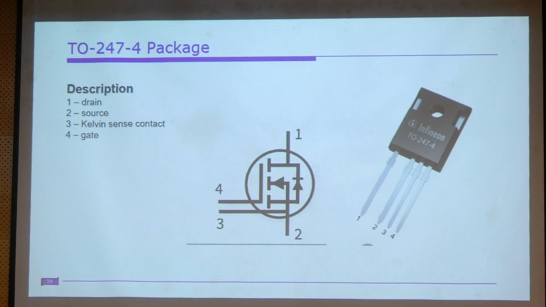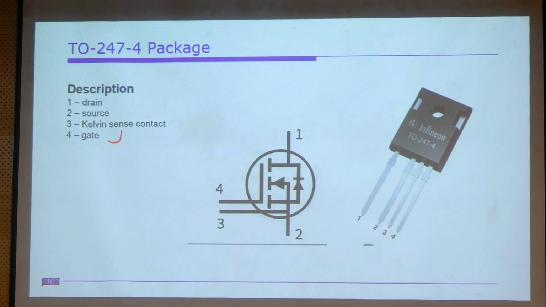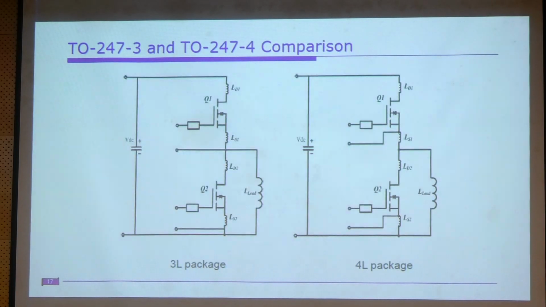Normally we connect the firing pulse between gate and source. Instead, we connect it between the gate and the Kelvin sense pin. This pin is especially designed to connect the firing pulse. Why we connect it this way and what advantages you get, for that you need to see this slide. There are two scenarios here.